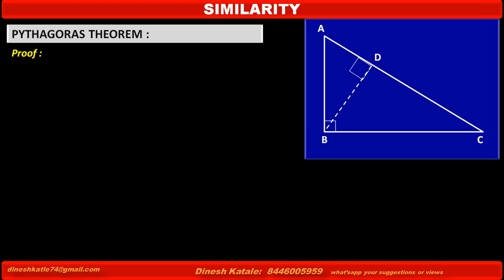So we have to use these three triangles. We have to make pairs of each two to show their similarity, and then by using the similarity of these triangles we have to prove this Pythagoras theorem. Now see how. In triangle ABC, segment BD is perpendicular to hypotenuse AC according to the given construction.